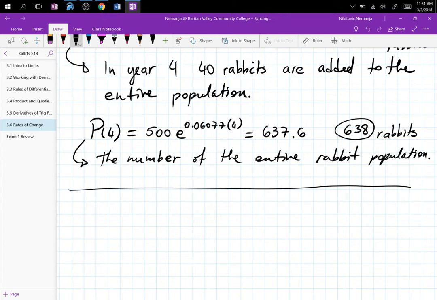The last application that I want to do for our rates of change is a business application, where we are going to take a look at the cost of producing a product, and we're going to take a look at the difference between average cost and marginal cost, and marginal is the derivative. So let's take a look at business.